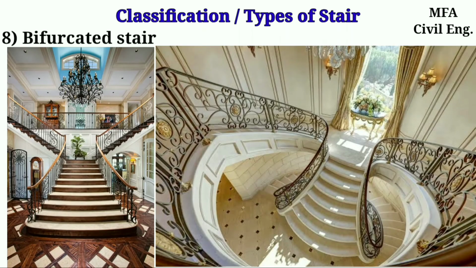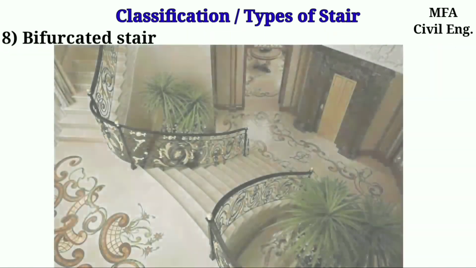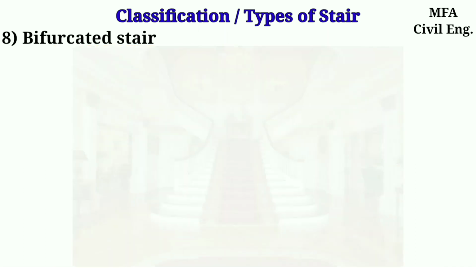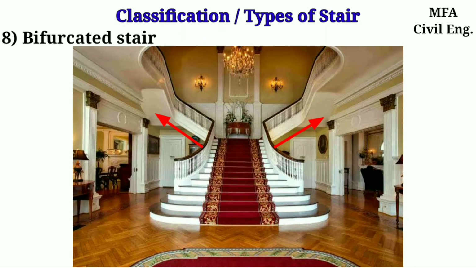Bifurcated stairs are provided in modern public buildings as well as in residential buildings. In this type, the flights are arranged in such a way that there is a wide flight at the start, which is subdivided into narrow flights. The narrow flights start from either side of the mid landing.